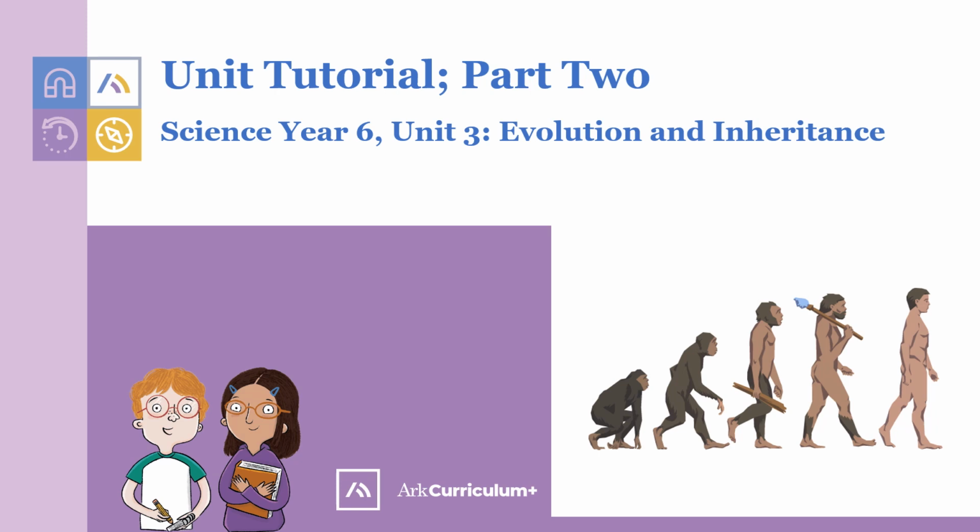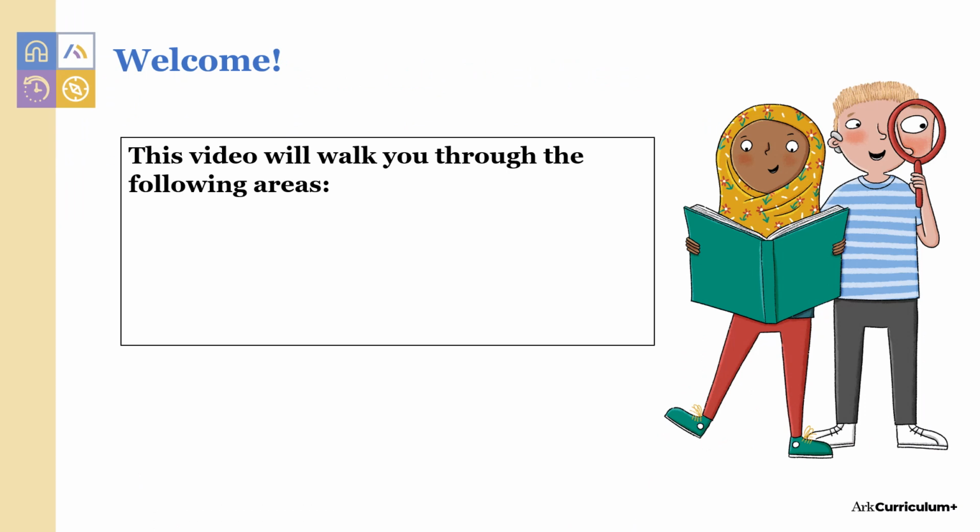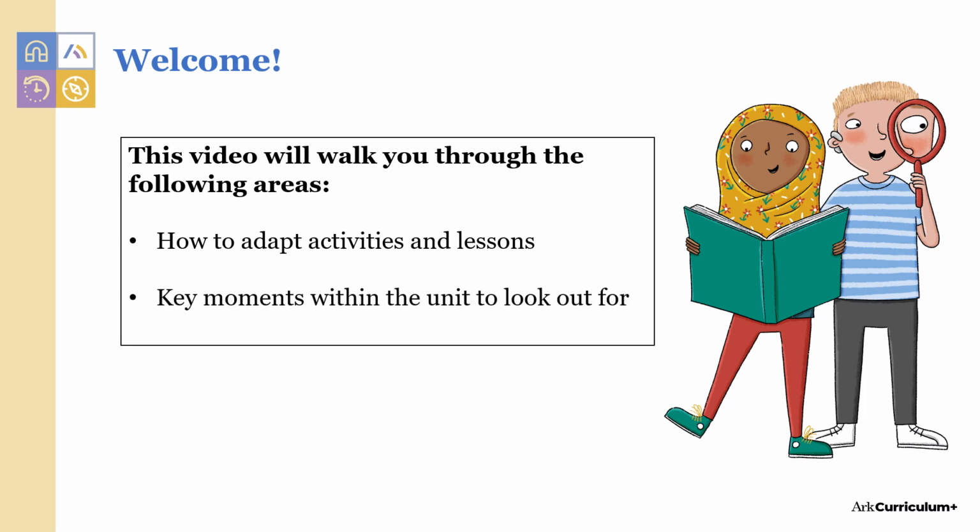Hello and welcome back to the unit tutorial for Science Year 6, Unit 3, Evolution and Inheritance, and this is video part 2. This video will walk you through the following areas: how to adapt activities and lessons, and key moments within the unit to look out for.